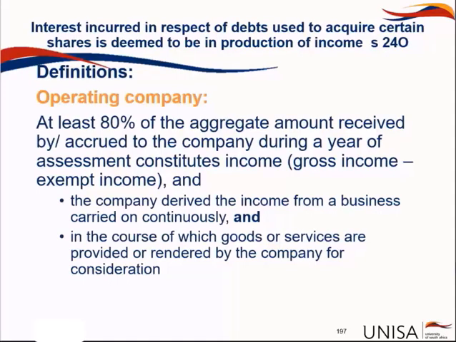When we're having a look at this operating company, it would be a company that derives its income from a business carried on continuously, and in the course of which goods or services are provided or rendered by the company for consideration. So that would be an operating company.